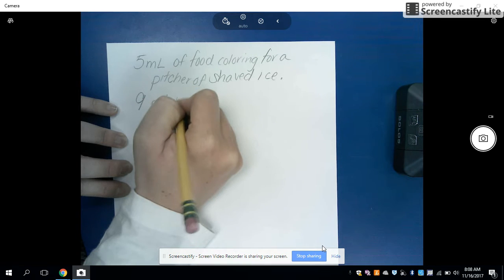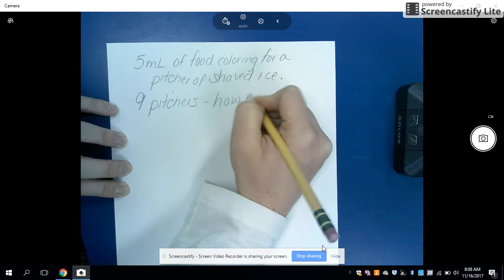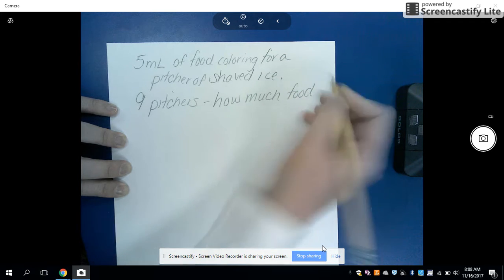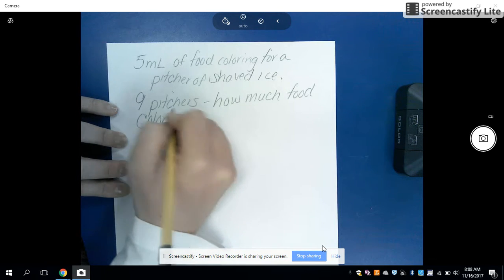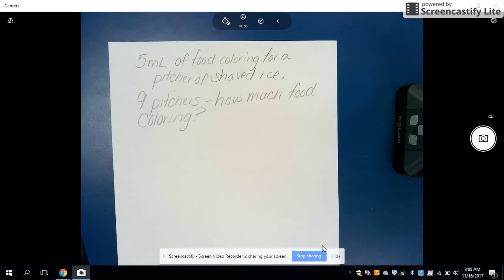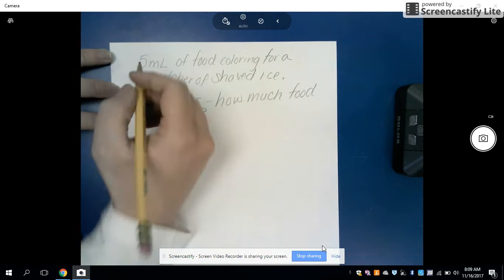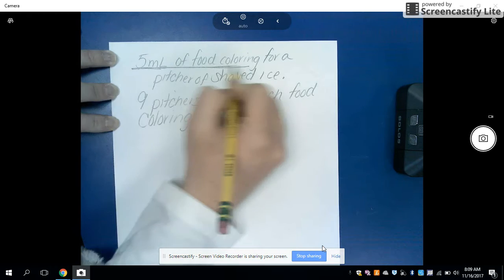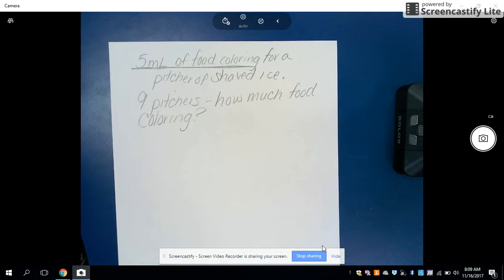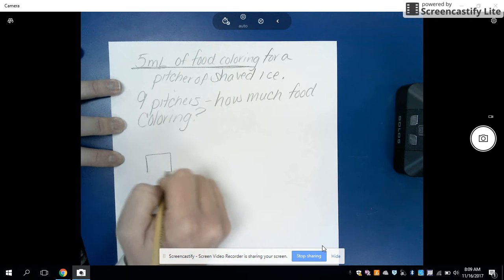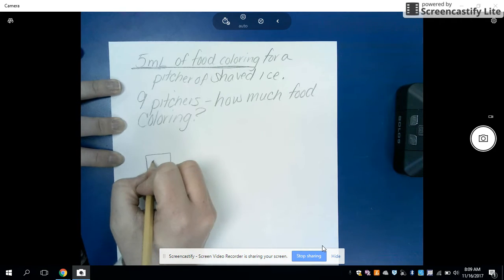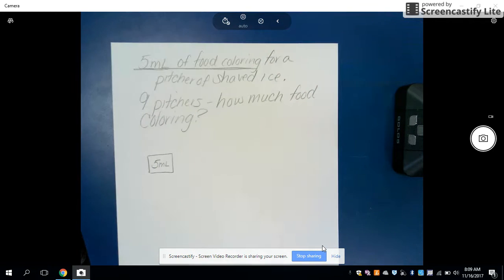9 pitchers. How much food coloring? So let's take a second and think about, what do we know? What do we need to do? Take a second and underline it. Write it down. Do it right on your paper. If you need to pause the video, pause the video. Give yourself a second to think. When I'm looking at this, I'm realizing 5 milliliters of food coloring, that's important to know. And that's for 1 pitcher. So I'm just going to draw 1 pitcher right here, and that's getting 5 milliliters of food coloring.